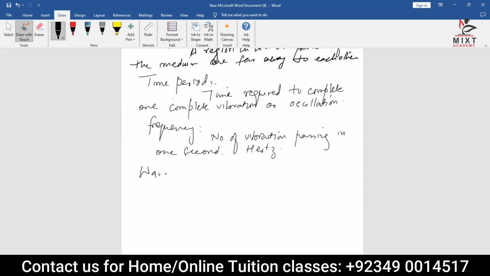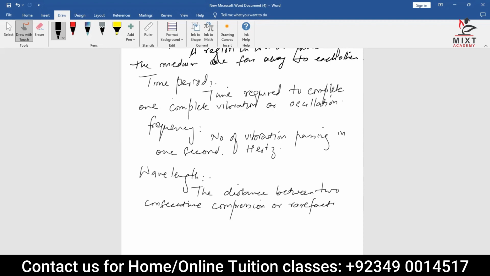Now, wavelength. Previously, wavelength was the distance between two consecutive crests or two consecutive troughs. Here, it is the distance between two consecutive compressions or rarefactions. This is what we call wavelength in this case.